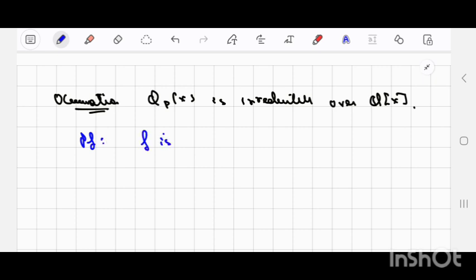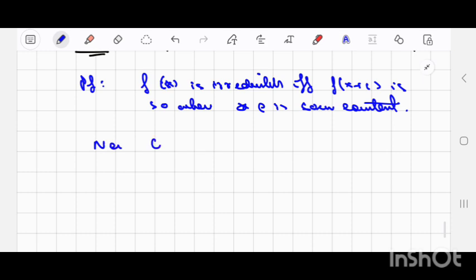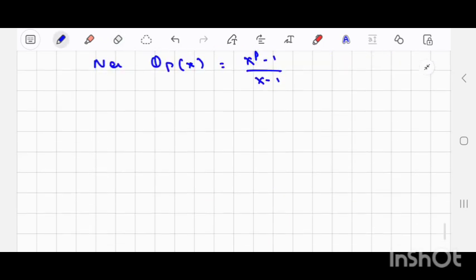Observe that f of x is irreducible if and only if f of x plus c is, where c is some constant. Now observe phi p of x, which can be written as x to the power p minus 1 by x minus 1. I chose x not equal to 1, but I actually don't require it because x is an identifier, it's a variable.